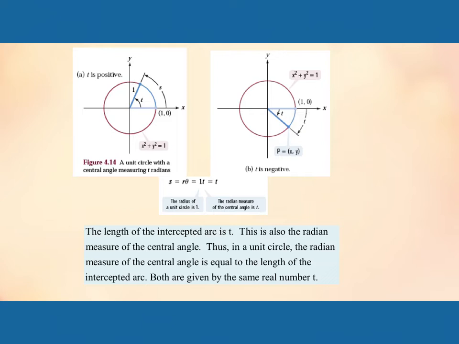So this is where that unit circle comes from. The length of the arc intercepted is t. It's also the radian measure of the central angle, and that's why it's a unit circle. So for each point on my unit circle that's at the end of my angle, like here or here, we call this central angle t. Here's the arc length, and this point here is what we're going to use to determine the values as we move around the circle.